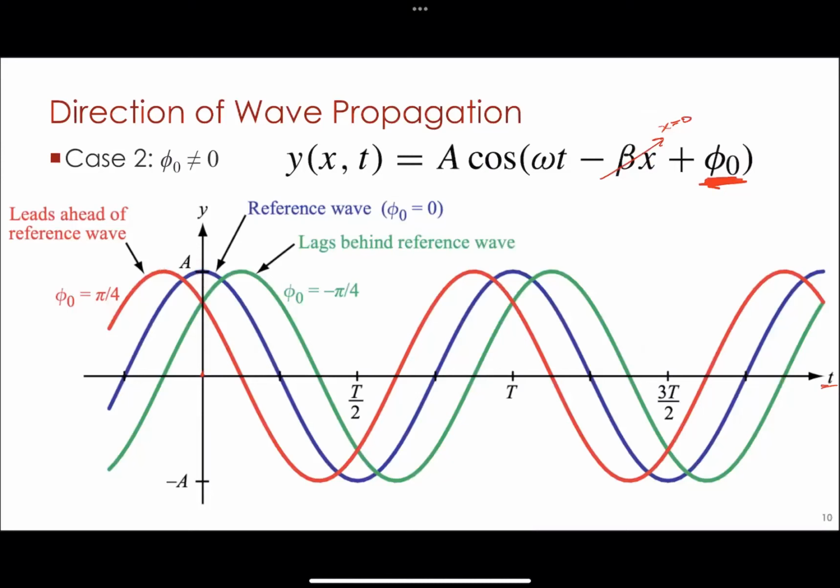If phi 0 is positive, then that's going to be some positive number, and we are going to be on our way down. We're past 0, right? We're past 0 in the cosine. We're on our way down.